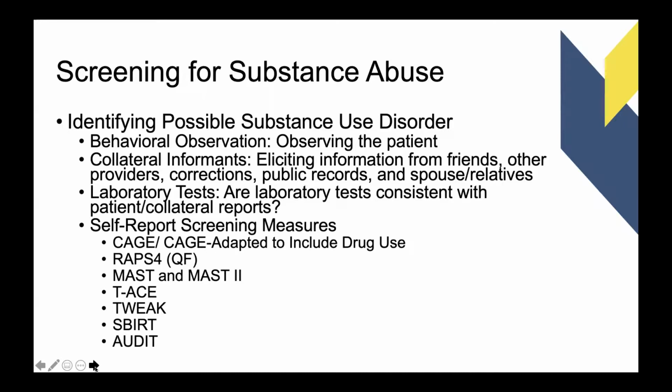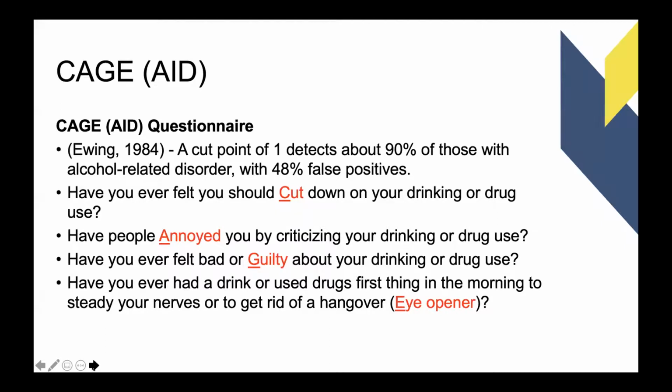And here are some self-report screening measures. There's the CAGE, adapted to include drug use. The RAPS4 is the quantity and frequency. How often are they drinking and how much? Which substances are they using and how often? The MAST and the MAST2, the TACE, the TWEAK, the SBIRT, which is quite popular with the medical profession, and the AUDIT. So these are very brief screening tools to determine whether this person needs a more intense evaluation that we refer to as an assessment.